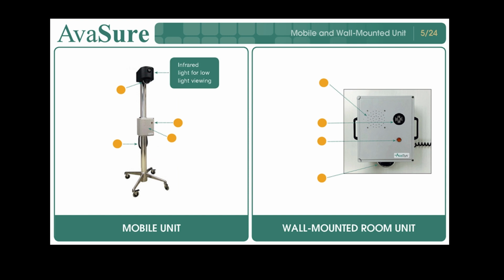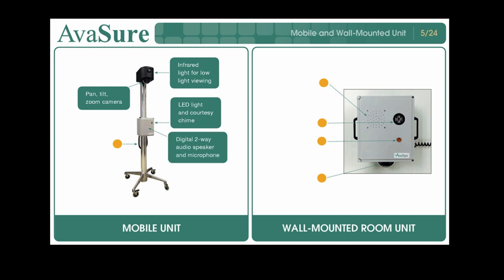Infrared light for low-light viewing. Pan, tilt, zoom camera. Privacy LED and courtesy chime. When this light is off, privacy mode is active. This allows the patient and anyone in the room to know when the monitor is in privacy mode. When the light is on, it means the monitoring unit is actively monitoring the room. Digital 2-way audio speaker and microphone. Power cord.